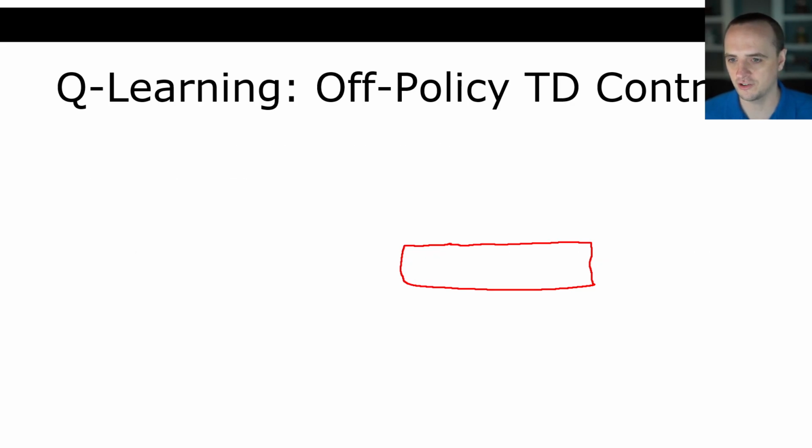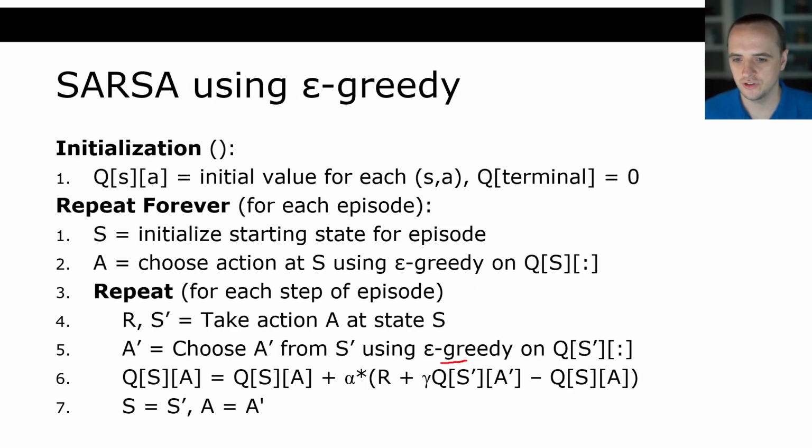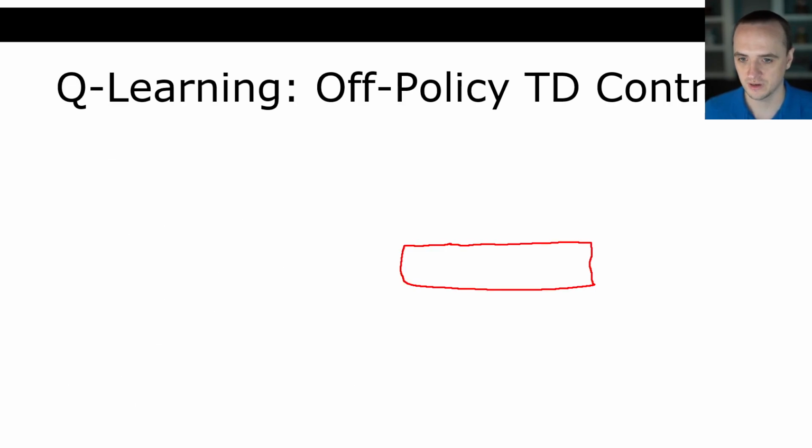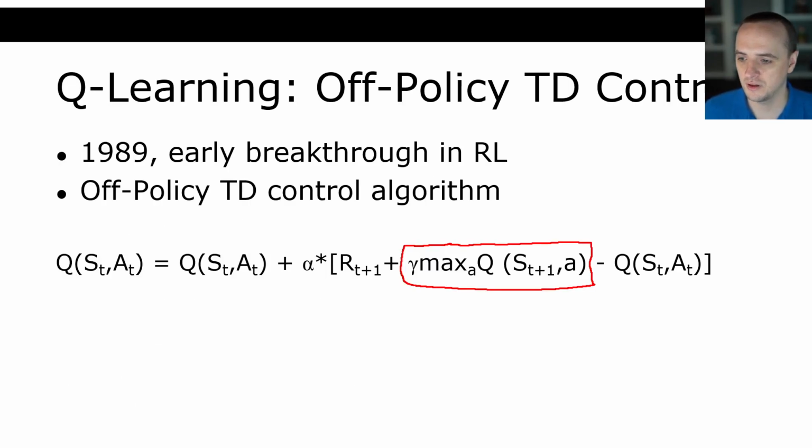So in SARSA, we used the value of the next chosen action at the next state. We look at the next state, we choose an action, and the value of that action, the one that we actually chose using epsilon greedy, is what we use to update our value. However, in Q-Learning, instead of choosing an action from our policy and using that value, we actually look at the next state and choose the best action from the next state to update our value.